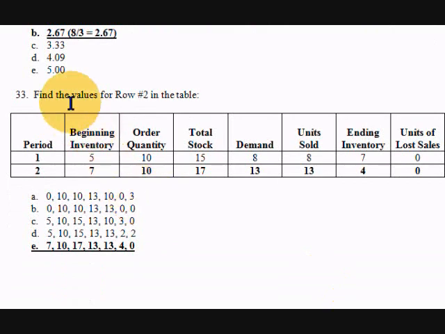And last but not least, find the values for row number 2 in the table. In this case, it's pretty straightforward. We had an ending inventory of 7, so we just carry that down. So we have a beginning inventory of 7. We ordered 10, we ended up with 17. Demand was 13, we sold 13. Ending inventory was 4. And unit lost sales 0, because we had enough in inventory to sell. So our solution is E.